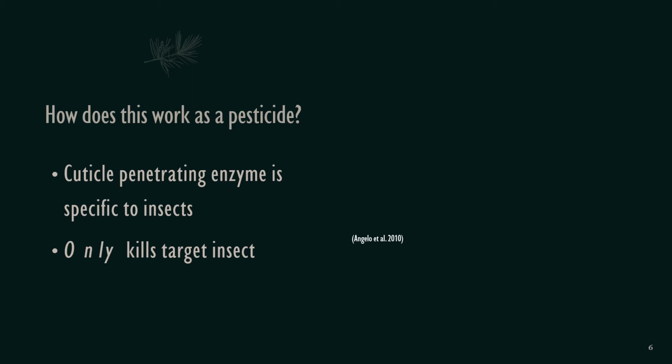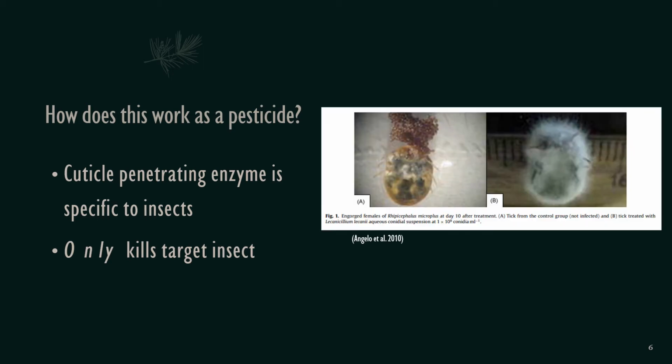This figure is from an experiment that explored the potential of using L. leishmanii as a method to control ticks on cattle. The experiment exposed female ticks to a solution of L. leishmanii conidia and observed the effects for 10 days. It was found that this fungus is capable of infecting and killing ticks, but does not prevent the hatching of the eggs from the infected females.